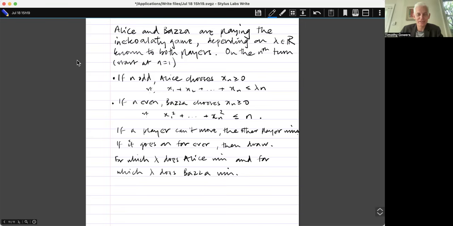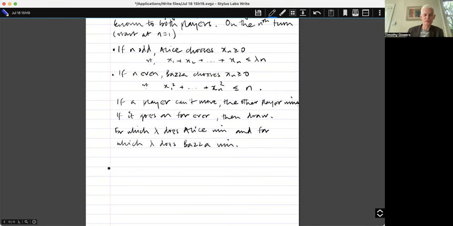Right. So what would be a first subsidiary question? If I can't answer the main question yet, what would be a question that I could ask? So question 1: is there a value of lambda such that Alice wins?